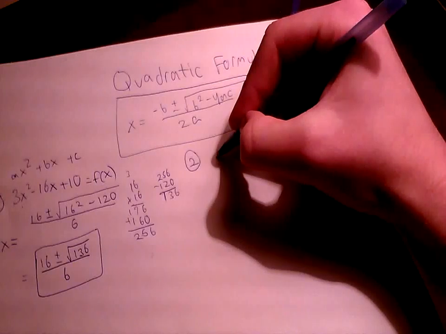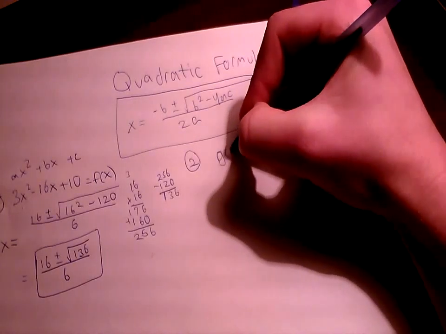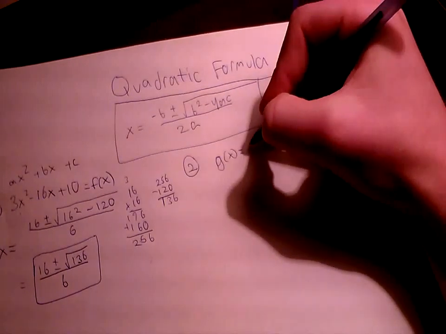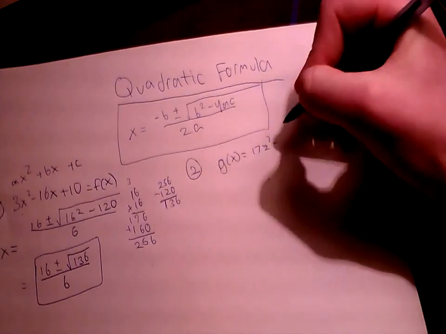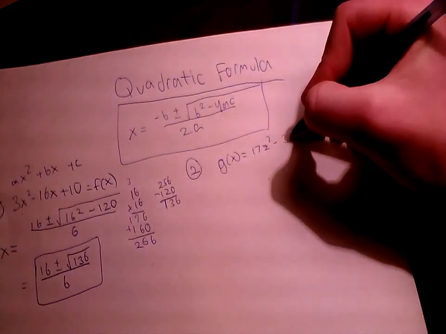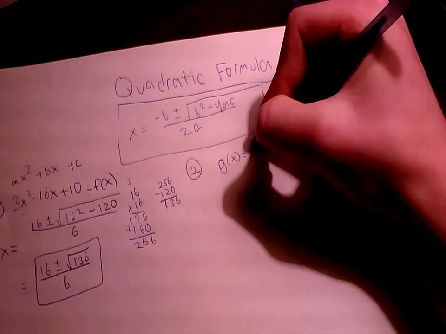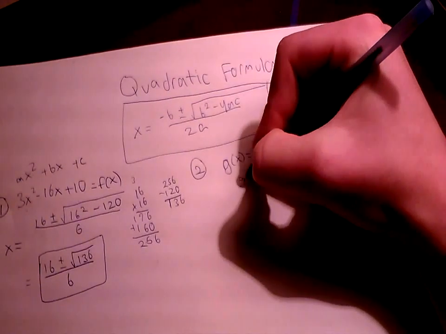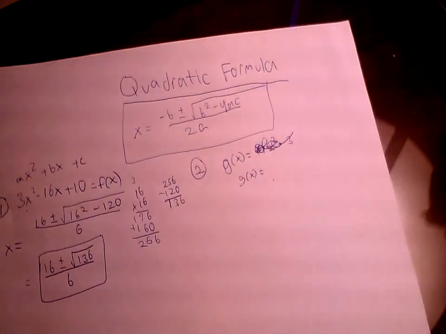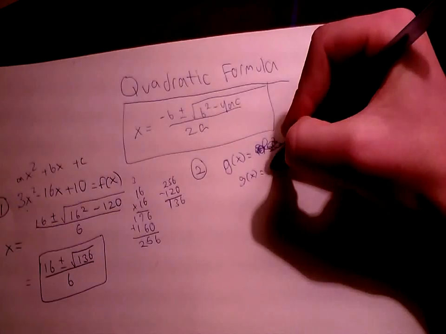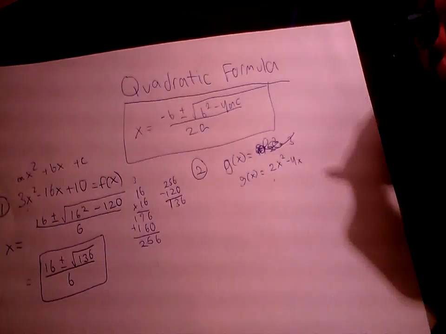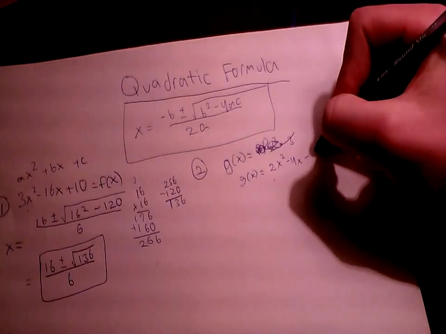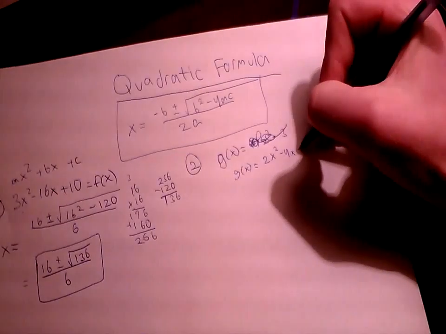All right, let's say g of x, for variety, is equal to 17x squared minus 17. I'm sorry, I'm picking crazy numbers here. Let me redo that. g of x is equal to, let's just make this one simple, 2x squared minus 4x plus 5, we'll say.